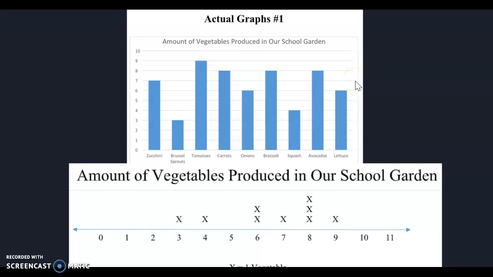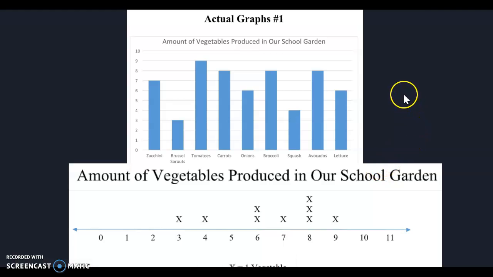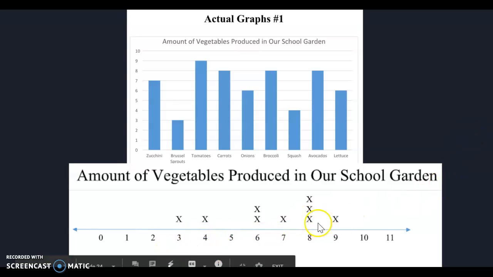And depending on the purpose of one type of graph, one type of graph may be more beneficial than the other graph, depending on what the purpose is. For example, with snowfall in different cities, if you want to compare snowfall in different cities, then the bar graph would be the best graph. If you wanted to see which snowfall amount occurred the most, the line plot would be better. This tells how often something occurred or how many.